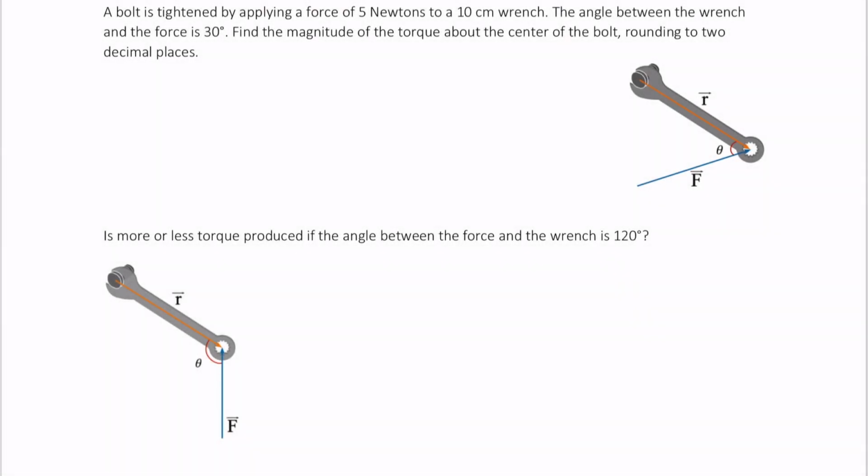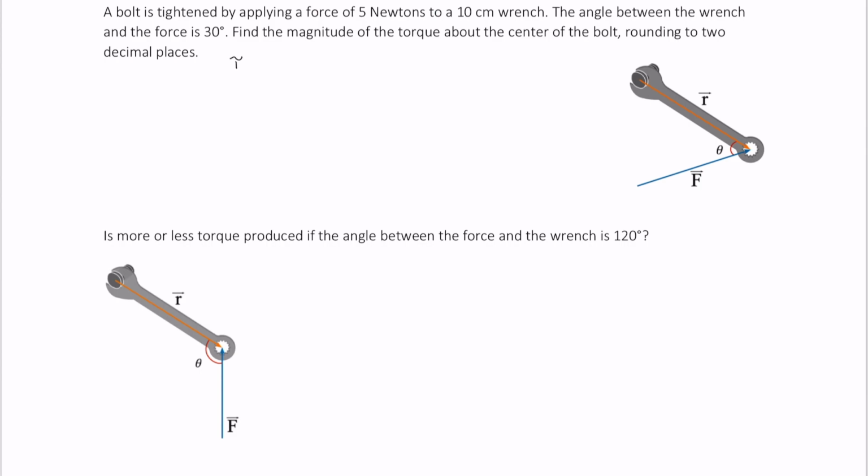Welcome. In this video, we are going to go over a classic application of the cross product, and that is torque. So a bolt is tightened by applying a force of 5 newtons to a 10-centimeter wrench. The angle between the wrench and the force is 30 degrees. Find the magnitude of the torque about the center of the bolt, rounding to 2 decimal places.